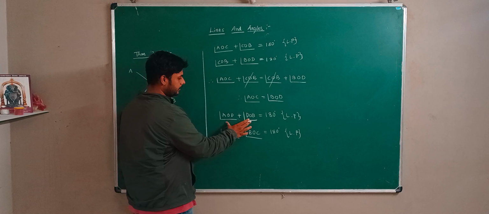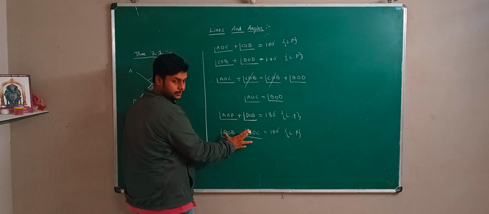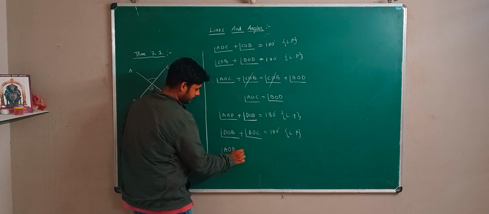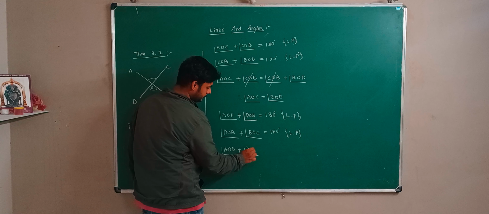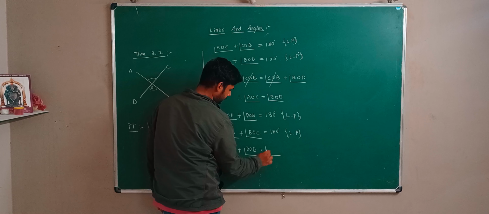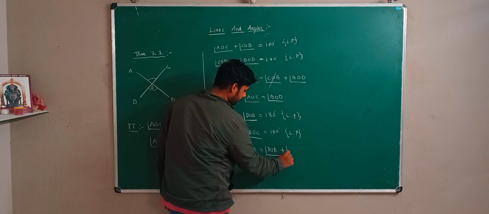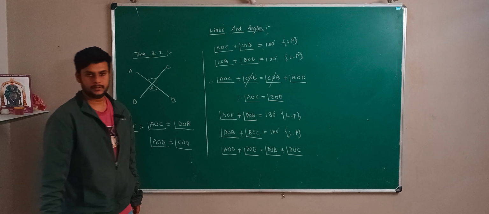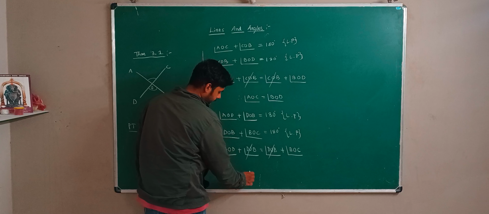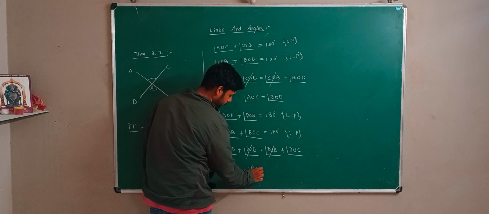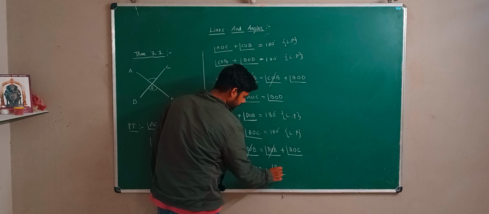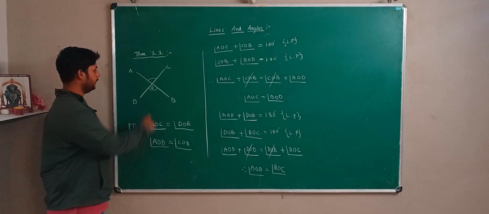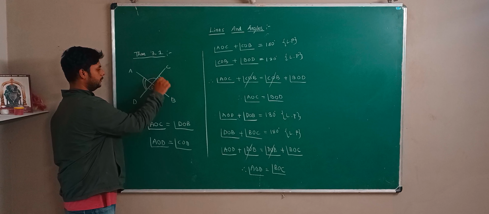Okay. Now, if this is equal to this and this is equal to this, then this is equal to this, correct? So angle AOD plus angle DOB is equal to angle DOB plus angle BOC. Now what can I cancel? DOB I can cancel. Therefore, angle AOD is equal to angle BOC.